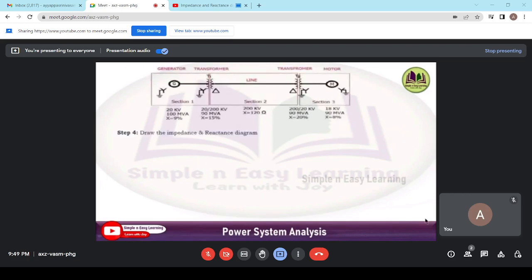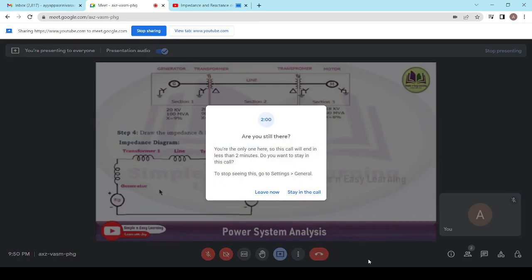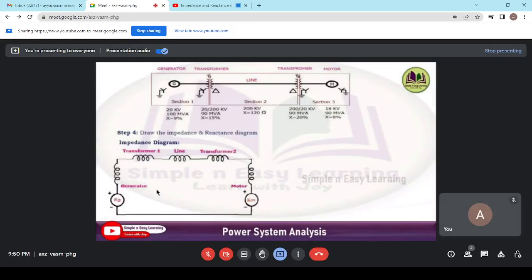Now in step 4, you need to draw the impedance and reactance diagram. First, we'll draw the impedance diagram. From the single line diagram, the first component is the generator. So you need to draw a generator, induced EMF with the reactance. Then the second component is a transformer, so you draw a transformer reactance. Then the third one is the line reactance. Then transformer 2 reactance, followed by the motor reactance with the motor back EMF. This is how you need to draw the impedance diagram. Then you need to substitute all the values we found for all the components.